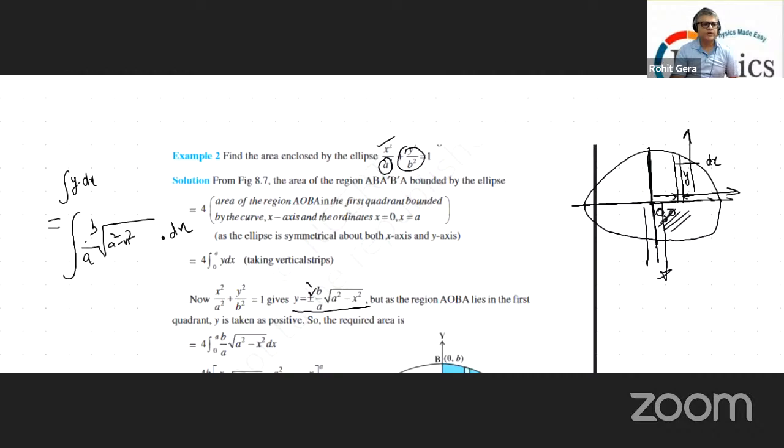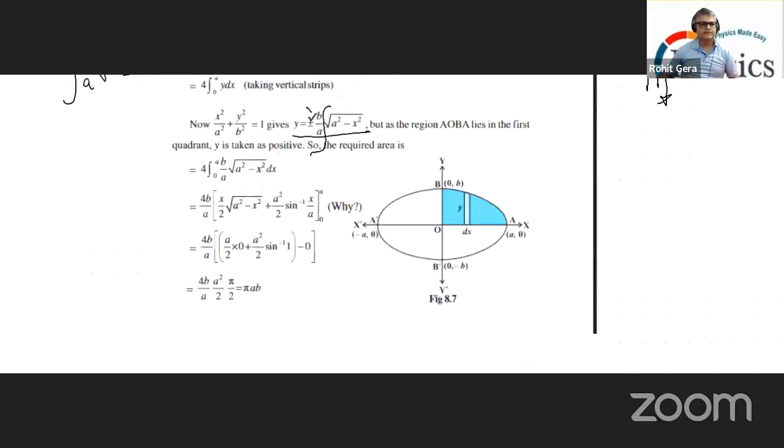Now integrate, put x is equal to something and solve. And we anyway know the integration of this from the previous one. That's sine inverse. Put the values and get the answer. This is a standard answer. Put 0 to a, then 0. Pi ab is the answer.